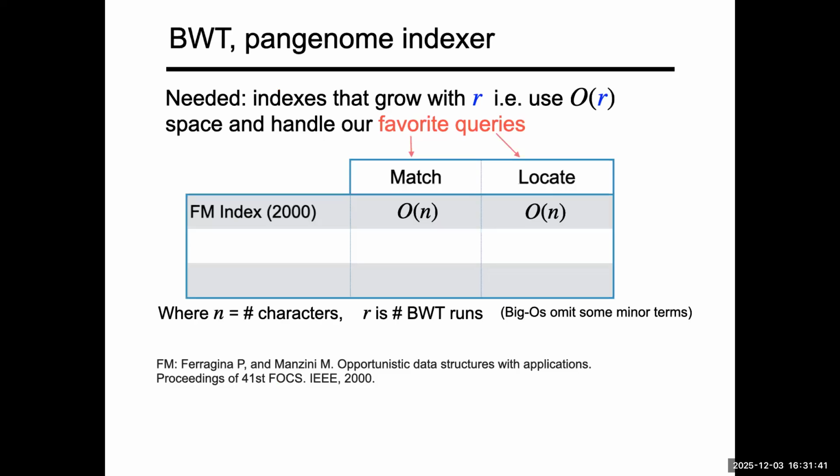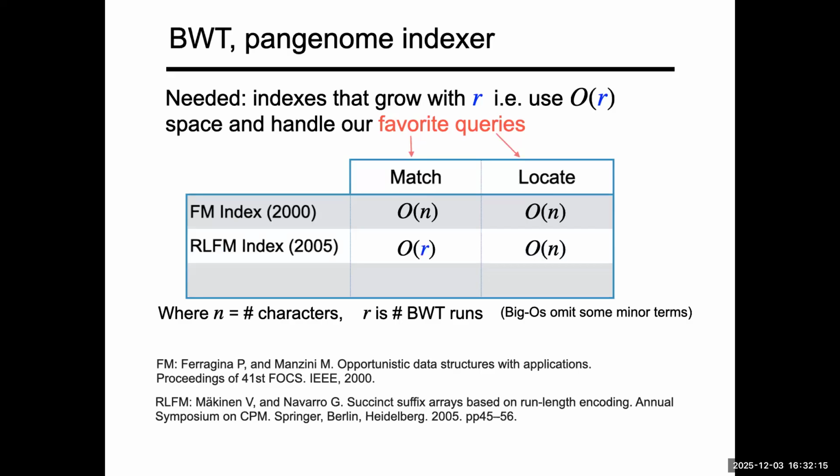And I'm going to begin the story by going back to the original paper that proposed using the Burroughs-Wheeler transform as an index. This was an FM index paper, which appeared in Foundations of Computer Science, which is the computer science theory conference, in the year 2000. And back then, what it was able to show is that you can answer our two favorite queries, match and locate, with an index that grows linearly with the sequence that you put into the index. All right, so if you gave it one genome, it would be one size. If you gave it 10 genomes, it would be 10 times bigger, right? So linear growth with respect to the input sequences.